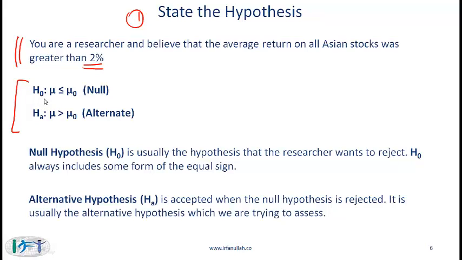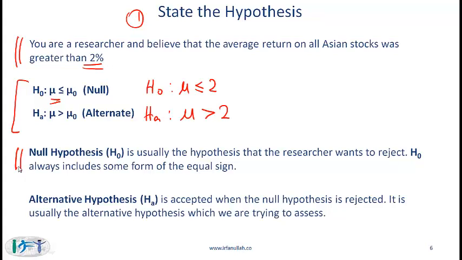There is something called a null hypothesis, written as H0, and this is the hypothesis that we typically want to reject. Mu stands for the population mean, and mu naught stands for the hypothesized value. In our simple example, the null hypothesis is mu is less than or equal to 2. Given that you believe that the returns are greater than 2%, you want to reject the hypothesis that the mean return is less than or equal to 2%. The alternate is what you are after, and this will be mu greater than 2, because that is what your view is.